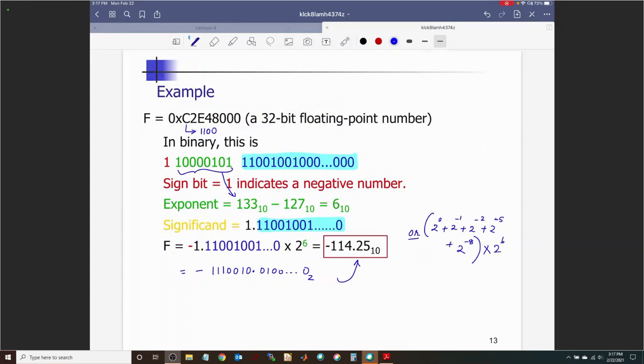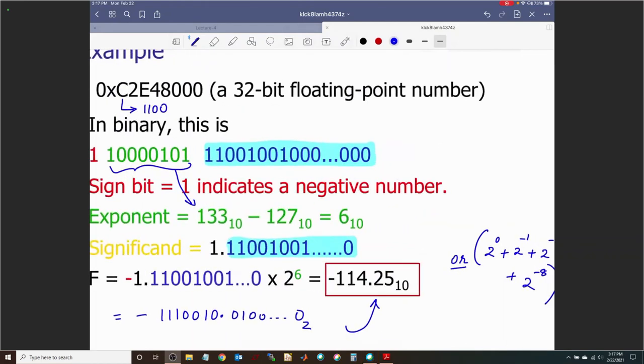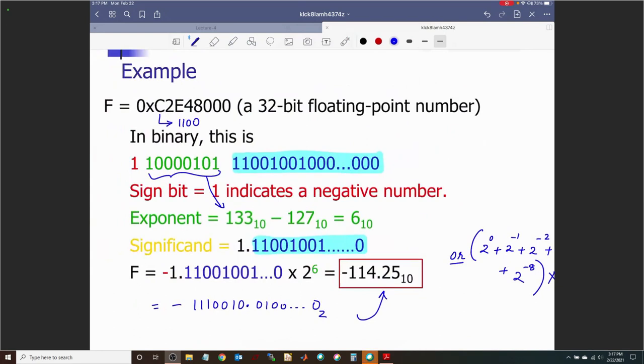Can you repeat how you got the 133 for the true exponent? Yes. So 133 is not the true exponent. The true exponent is actually 6, right? Oh, Rojan has answered that question.